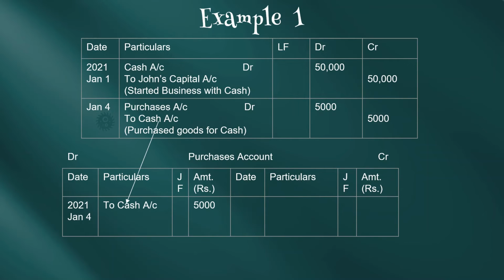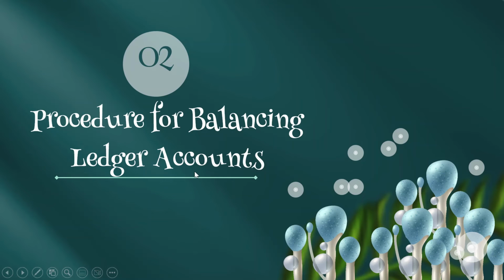Next is purchase account. In the first entry there is no purchase, but in the second entry purchase account is there, and here it is debited, so I have to write cash on the debit side. Like this I should do. I hope you understood. Now we will balance the accounts.